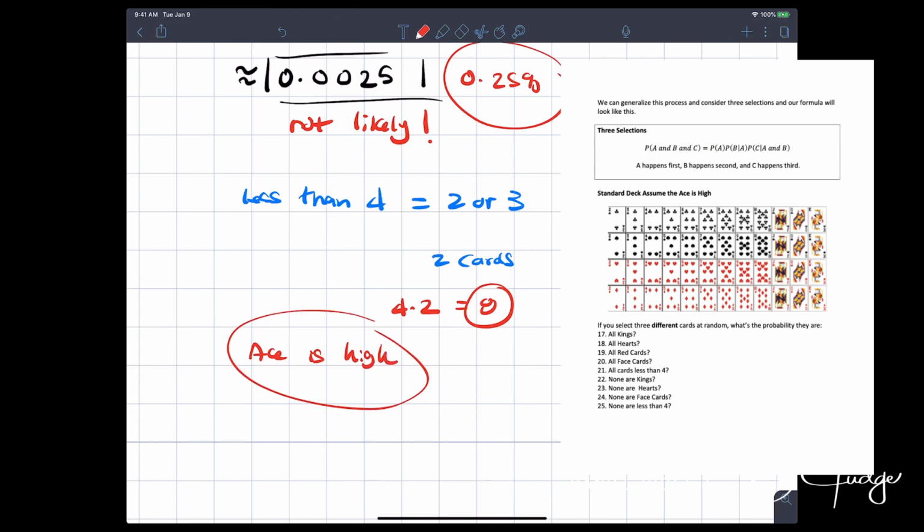If the ace is low, that's below a 2, like thought of as a 1, and then we would count it, and that makes this now 3 cards, and then 4 times 3 will be 12. So are we okay with that, Cassandra? Do you see how we got the 8?